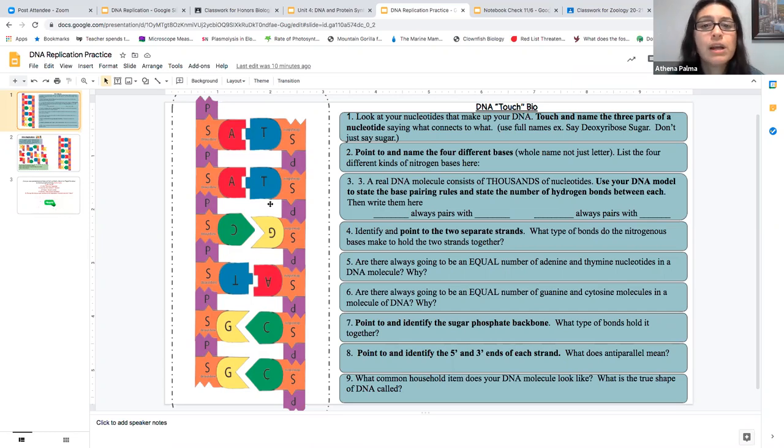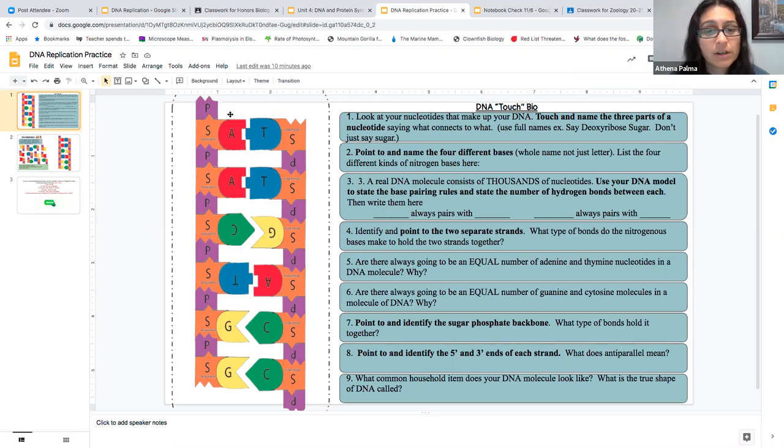I'm going to go over how I will ask the questions and how you should point to and identify the different things. So first question will be, since DNA is made out of nucleotides, that's one of the most important things to understand right there. I will ask you about the nucleotide. So I will say point to a nucleotide and name its 3 parts.